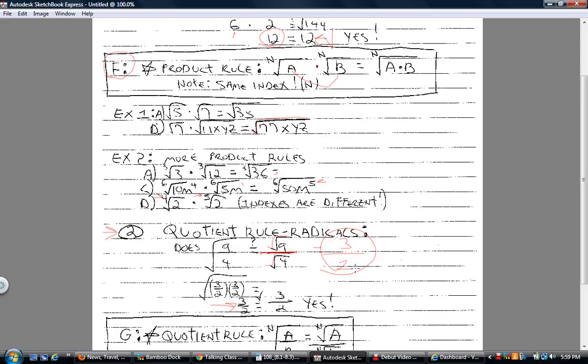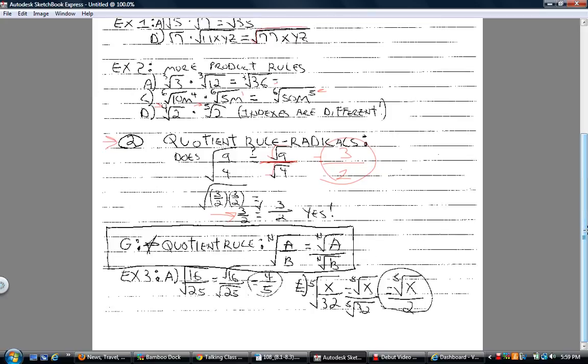Okay, so there you go. That's the quotient rule. It's letter G on my list here, working our way down, and it just says when you take the radical of a fraction, you could separate it into the numerator and denominator, again with the same index number there. A couple examples. The square root of 16/25ths is equal to the square root of 16 divided by the square root of 25. Evaluate the two square roots, you get 4/5, and you're on your way.